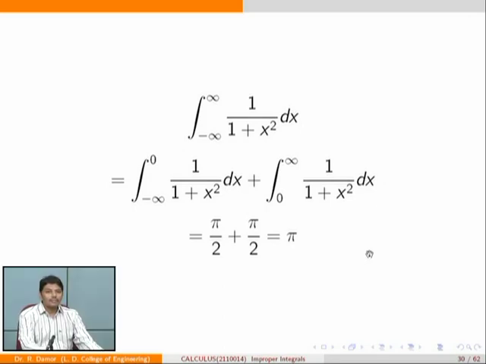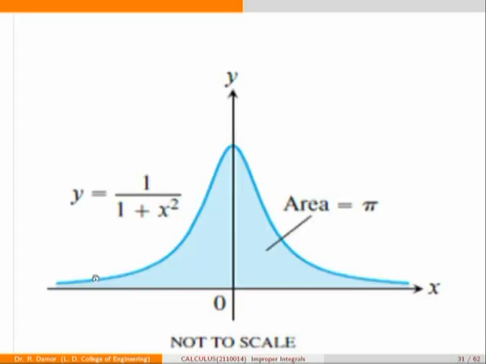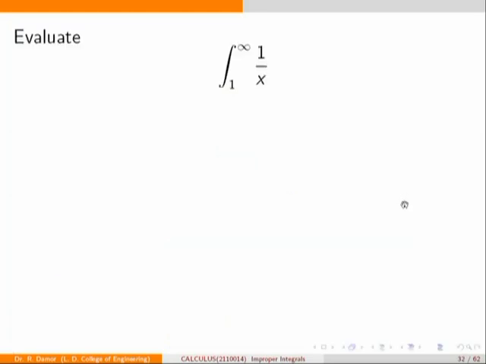Now see the graph. This is the curve y equal to 1 upon 1 plus x square, and here x tends to infinity on the right hand side and x tends to minus infinity on the left. So the limit is minus infinity to infinity, and we can break it up into two parts: minus infinity to 0 and 0 to infinity. So this portion will be divided into two: the area bounded by this curve and the area bounded by this curve. Adding these two, pi by 2 and pi by 2, gives pi. So this is the improper integral where both limits are infinite.